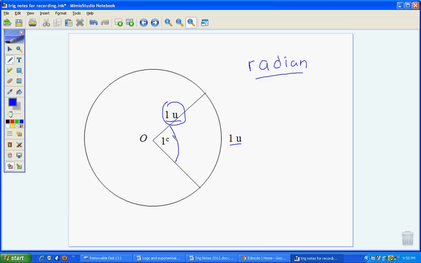For a unit circle, it maps out 1 radian there. So 2 units would be mapped out by 2 radians, so it would subtend an angle of 2 radians there. 3 radians would have an arc length of 3 units. So that's the definition of a radian: the arc length in units, given the unit circle.